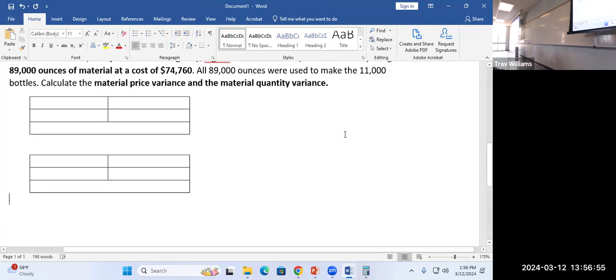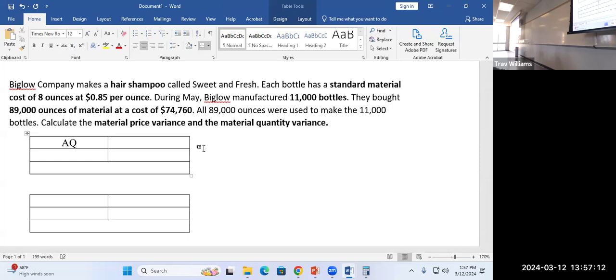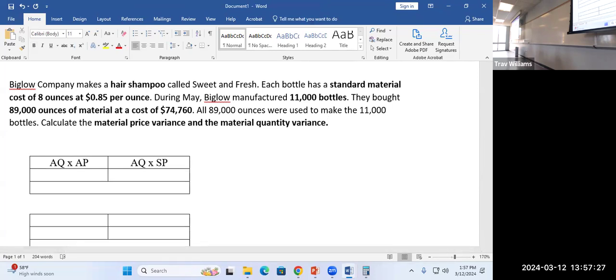So let's do it like this. I'm gonna write the formula in here. And then I'll have you all help me solve it, okay? So we're gonna start with the price variance. And the formula goes like this. It's the actual quantity times the actual price minus, just imagine a minus sign there, actual quantity times standard price. Okay, that's gonna be direct material price variance.